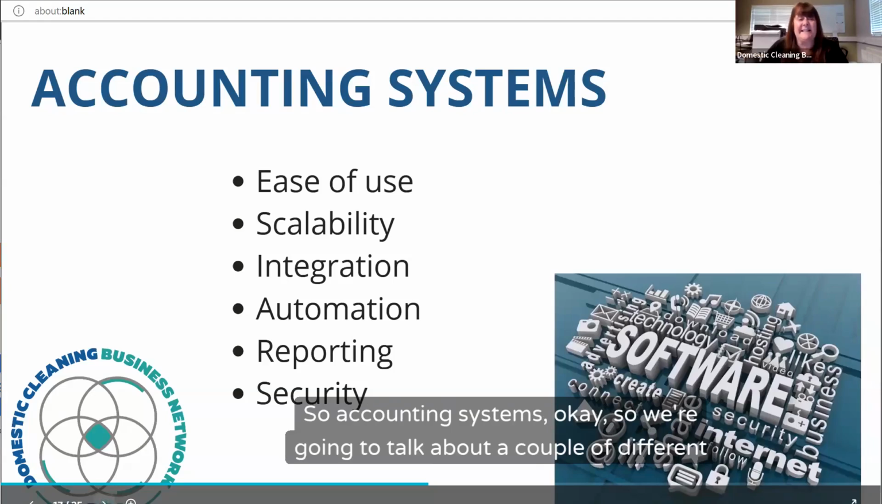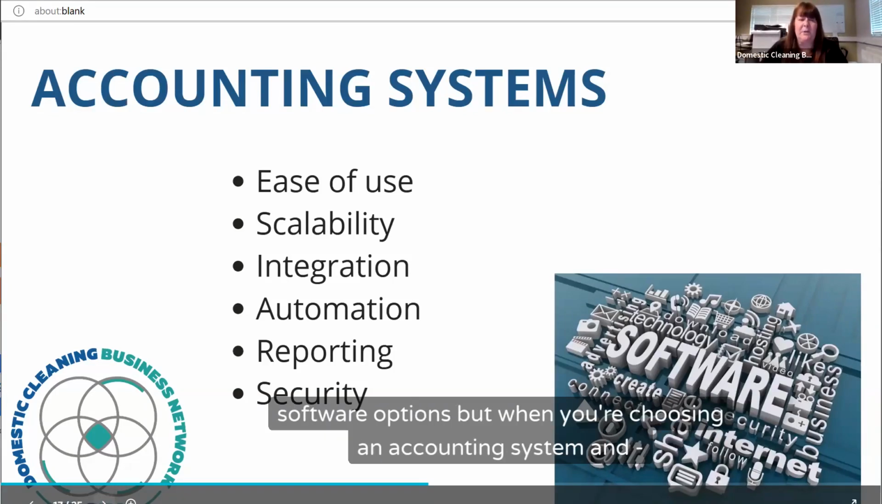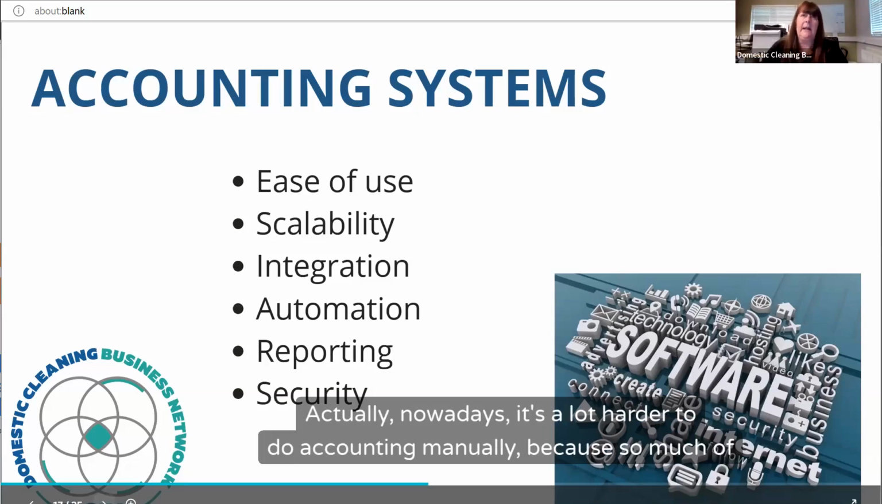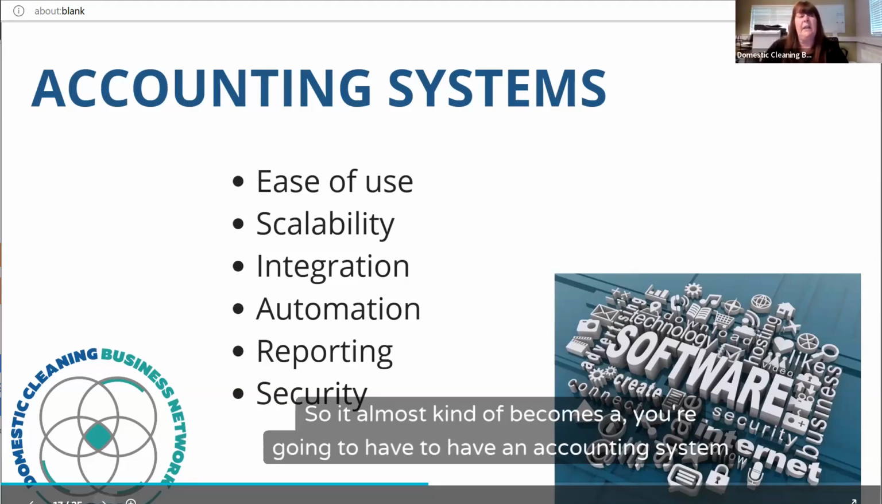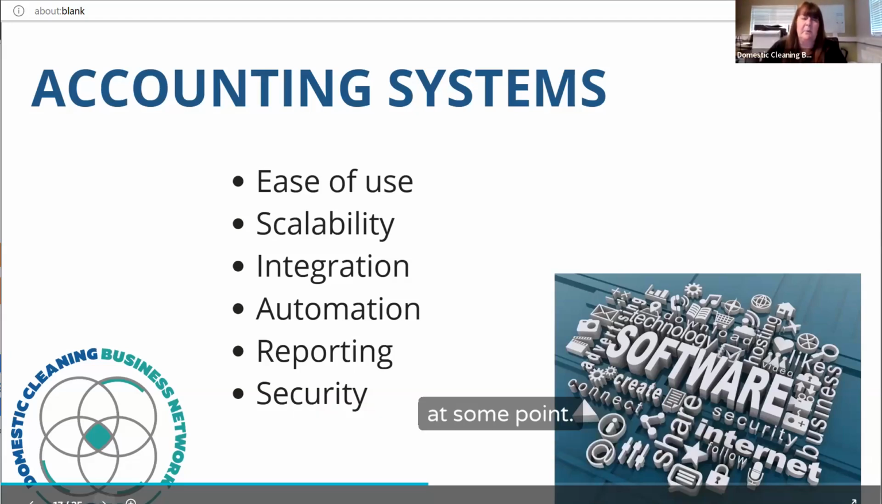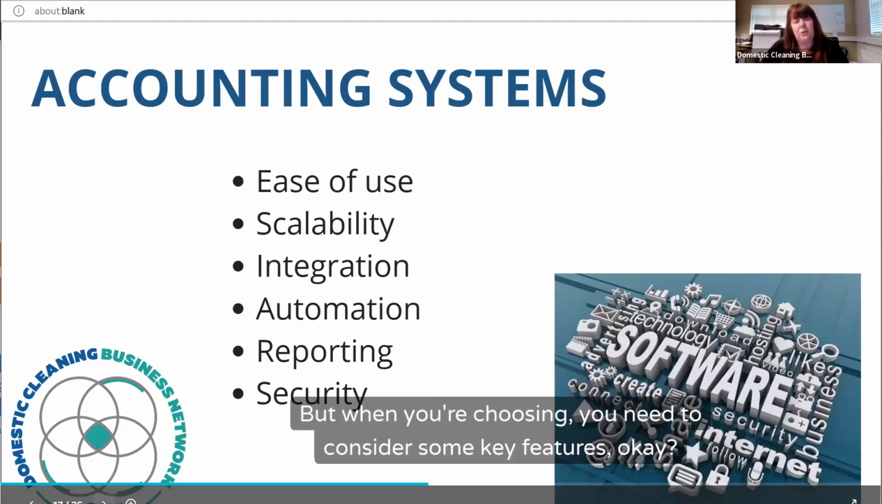So accounting systems. Okay, so we're going to talk about a couple of different software options. But when you're choosing an accounting system, and actually nowadays it's a lot harder to do accounting manually because so much of what HMRC want from you now needs to be electronic. So it almost becomes that you're going to have an accounting system at some point. But when you're choosing, you need to consider some key features.